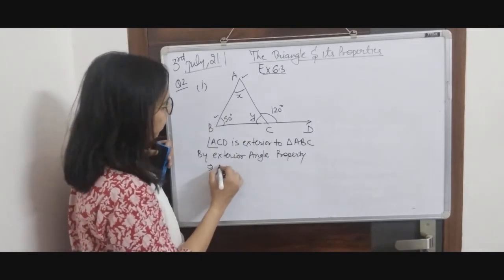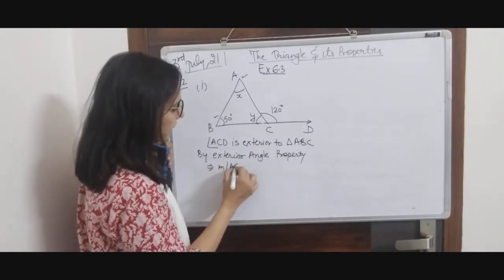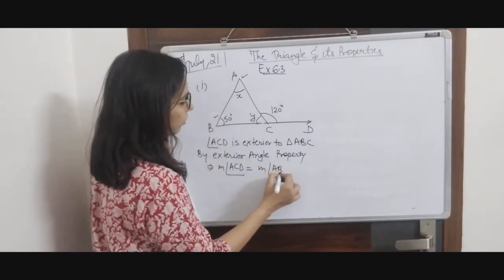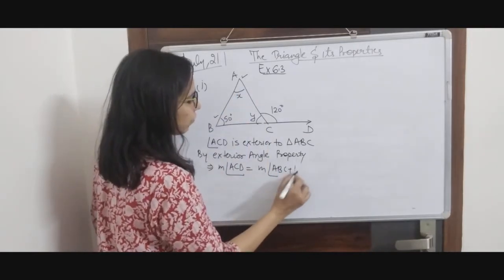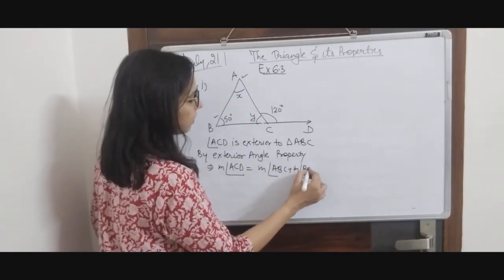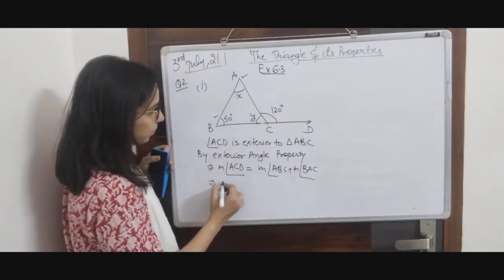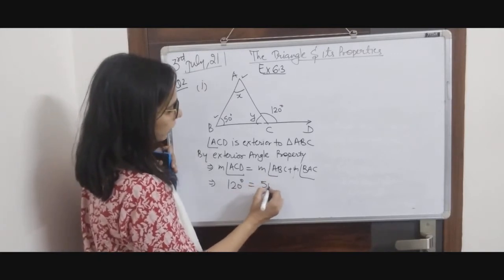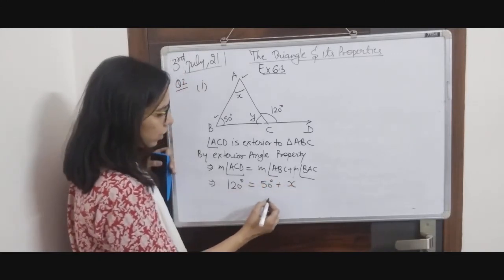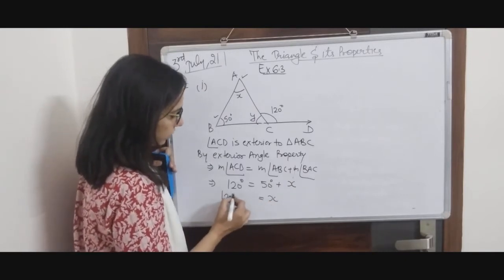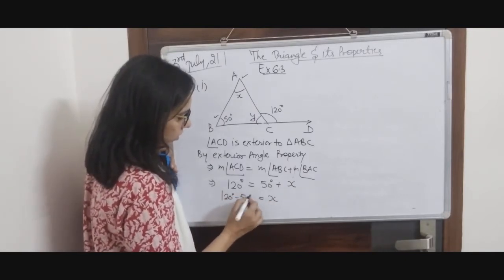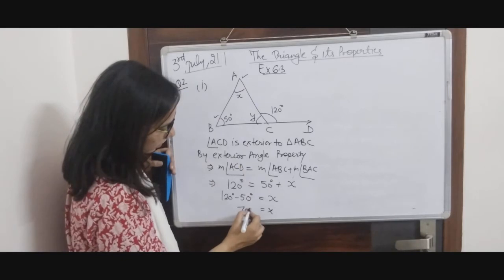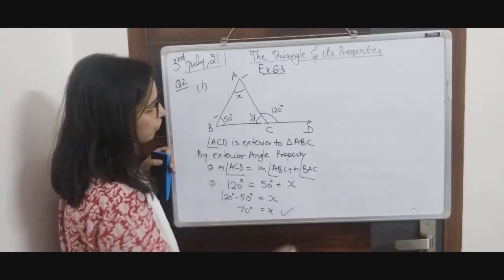Implies measure of angle ACD is equal to measure of angle, this angle which is ABC, and this angle which is measure of angle BAC. So you will write down the values. This is 120 degree, ABC which is 50 degree, and BAC we don't know, it is x. So your x is going to be 120 degree minus 50 degree, which is going to be 70 degree. Okay. Now we have found out the x.